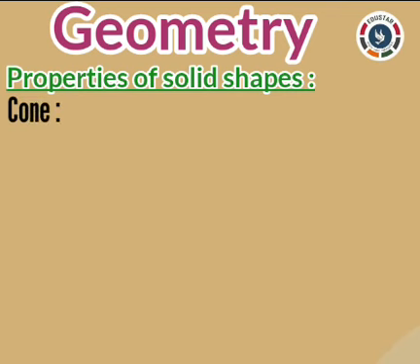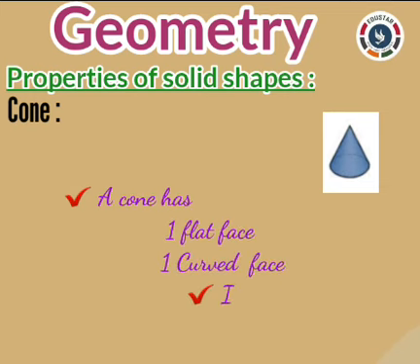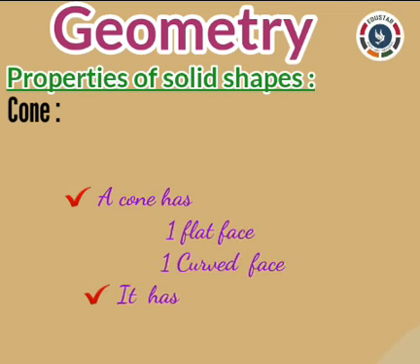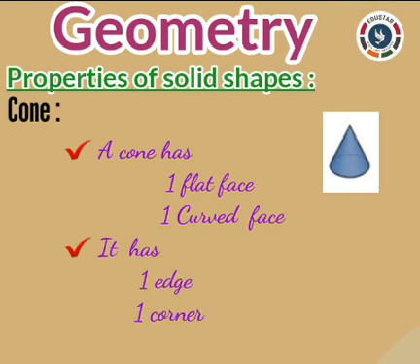The next solid shape is a cone. A cone has 1 flat face and 1 curved face. It has only 1 edge, that is also a curved edge. It has only 1 corner.